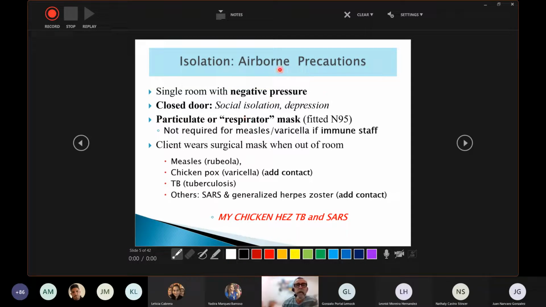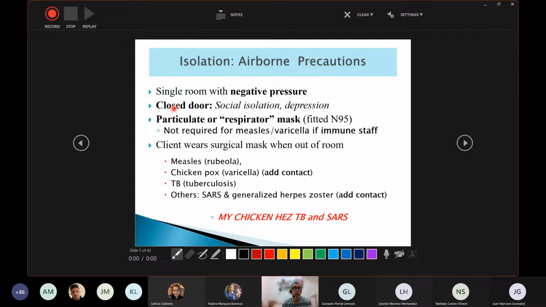So now let's go to airborne. Airborne, you know, is special because airborne is the most contagious, and in airborne the room must be special. It needs to be an adapted room that should have an air extractor that creates a negative pressure in the room. And the door must be closed all the time.